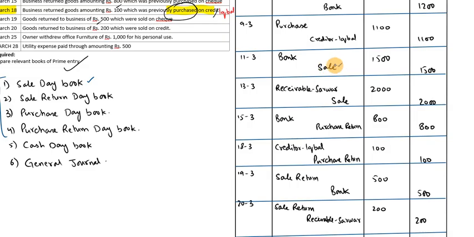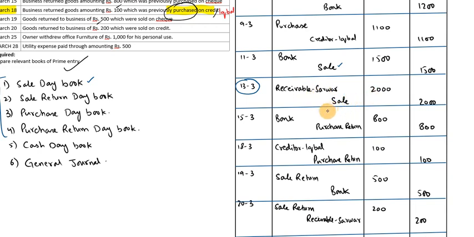We will never record this transaction in our sale day book, because this sale does not belong to credit sales. This is a bank or cash sale, so it will not be part of the sale day book. But this sale where Sarwar is the receivable means it is a credit sale. So we will record only this transaction in the sale day book: on 30th March, our receivable Sarwar is debited and sale is credited by 2000 rupees.